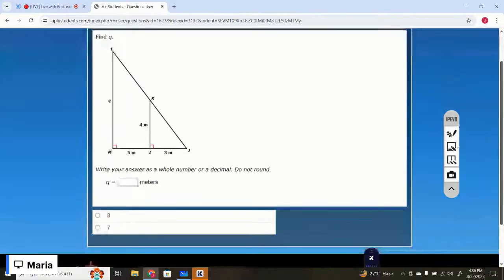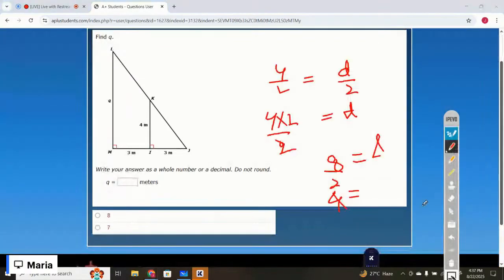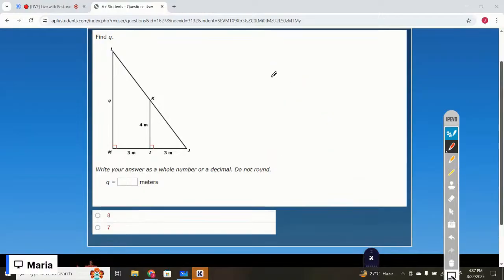Write your answer as a whole number or decimal. That is Q over 4 divided by 6 over 3. Option number 1 is the correct option, that is 8.